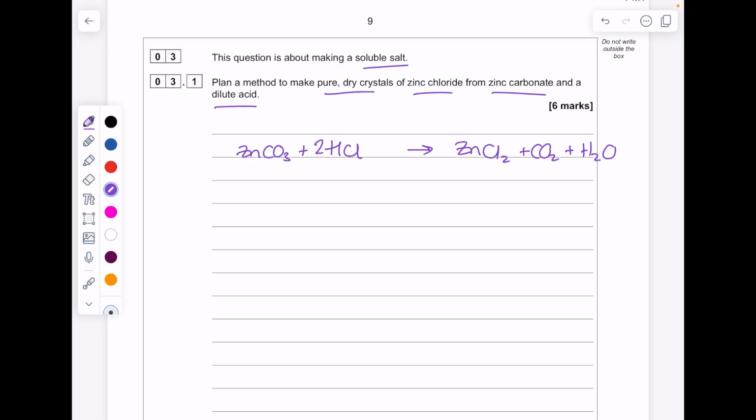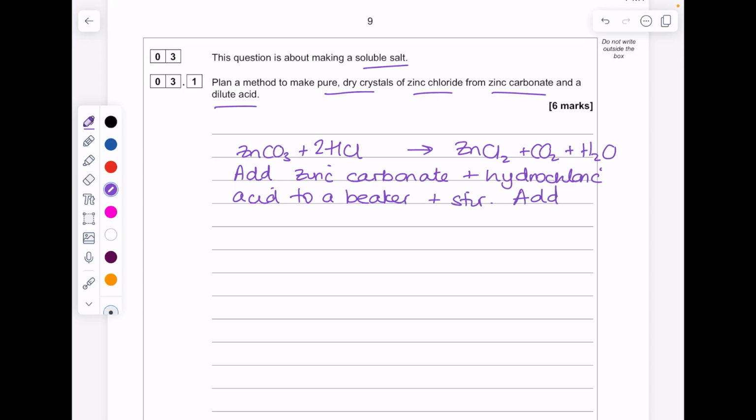So how do we make a soluble salt from an insoluble reactant and an acid? First of all, we want to add zinc carbonate and hydrochloric acid to a beaker. Do mention all the appropriate apparatus and stir. Remember, we need the insoluble reactant in excess, and no more fizzing occurs, no more carbon dioxide is released. That will also show that we have an excess.